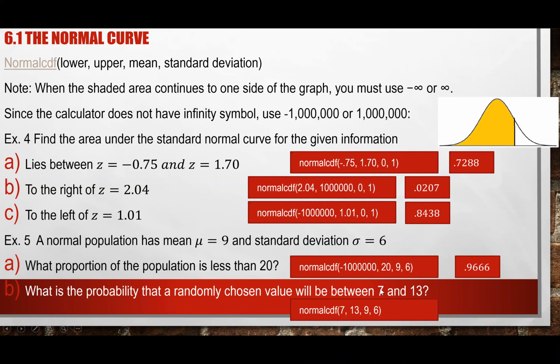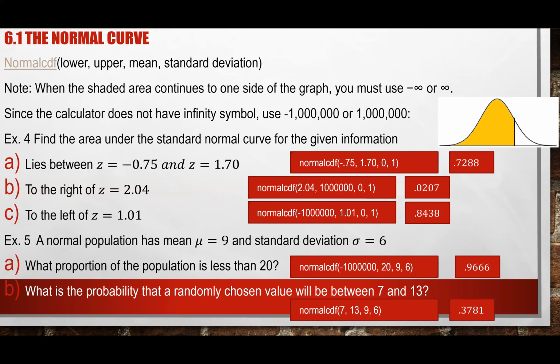Well, my lower limit will be 7. My upper limit will be 13. My mean will be 9, and my standard deviation will be 6. Everybody see that because they asked me between these two numbers, those are the lower limit and the upper limit. And again, all I need to do is type in my normal CDF and then press enter, which gives 30.3781.